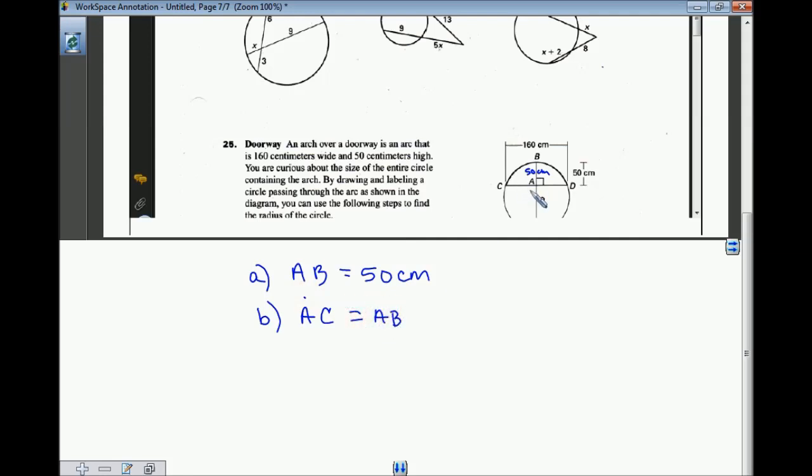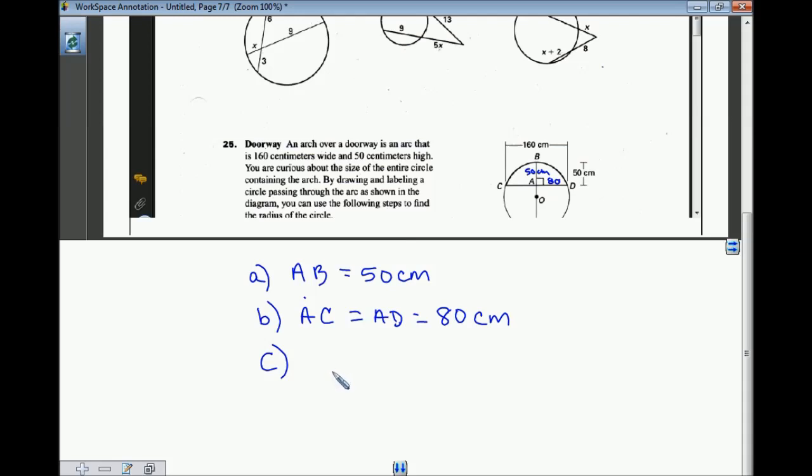Well, we see that this chord here is perpendicular to the radius. Therefore, that chord is bisected, right? So if the entire chord is 160 centimeters, then when it gets bisected, each of those parts would be 80 centimeters. Does that make sense? So let's put an 80 up here. Oh, I put AC and AD. Thank you. Equals 80.